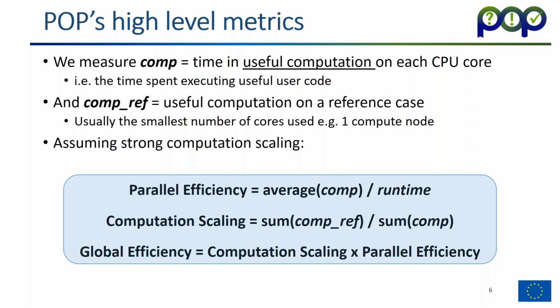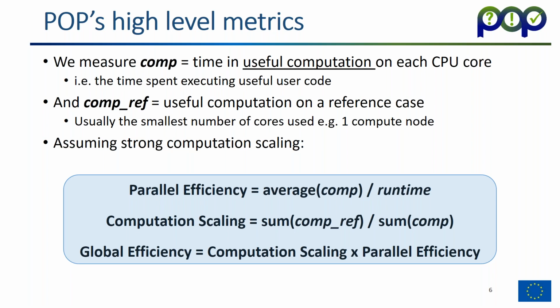So if we define comp as the time in useful computation on each CPU core, so this is the time spent executing useful user code, and comp ref is that same useful computation on a reference case. The reference case is normally the smallest number of cores used, typically a single compute node. If we assume strong computational scaling, then parallel efficiency is simply the average comp taken over all the cores divided by runtime. The computational scaling is the ratio of the sum of comp ref to the sum of comp on all our other cases under consideration. And global efficiency is the product of these two metrics.